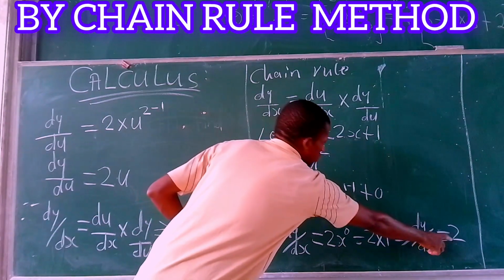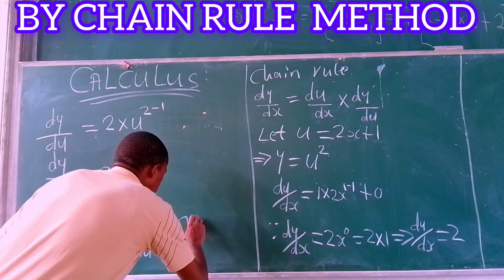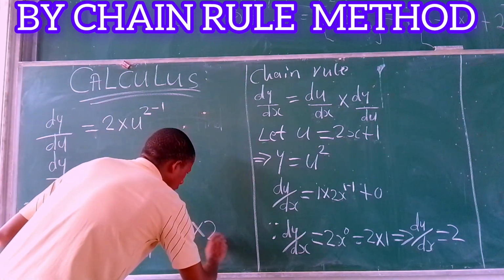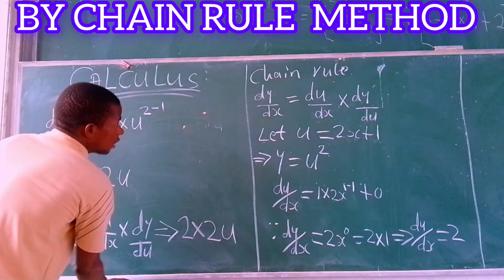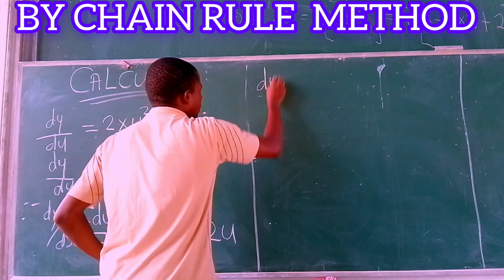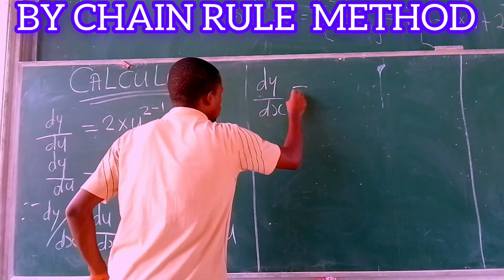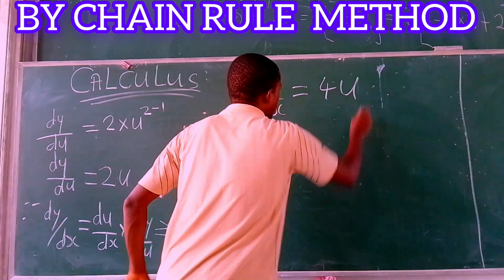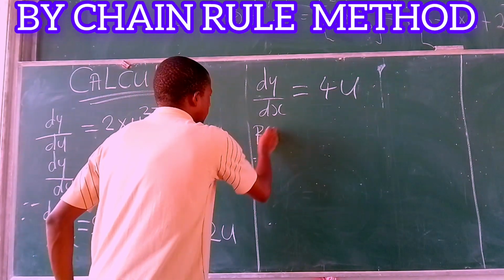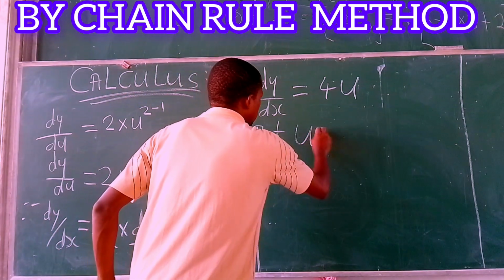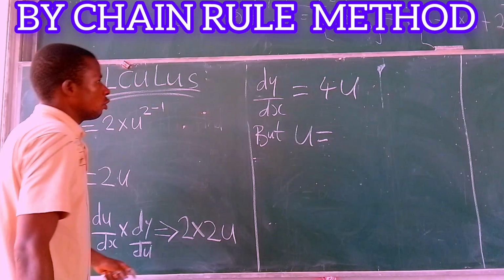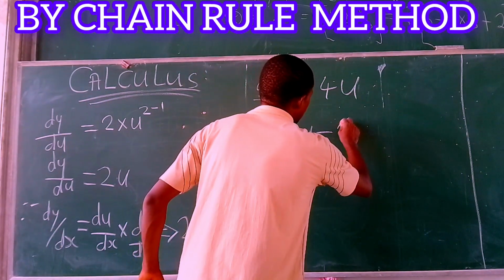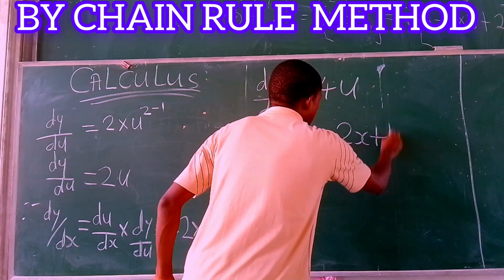Well, the du/dx is what? Is 2. So this is going to be what? 2 times our dy/du, which is what? 2u. 2u, right? Now let's look at having our dy/dx equals to what? 2 times 2u is going to give us what? 4u. But you know that initially our u was what? Our u was the value we have in the entire function, which is what? 2x plus 1. This was our u.